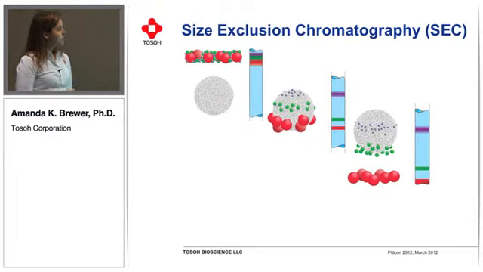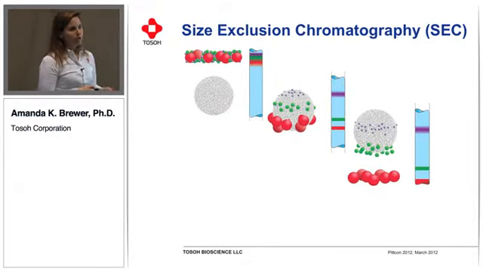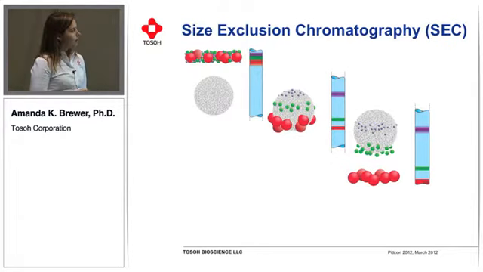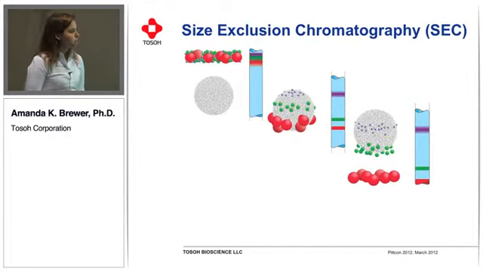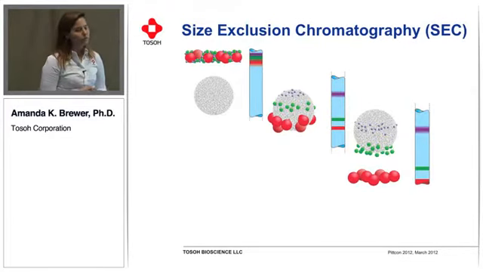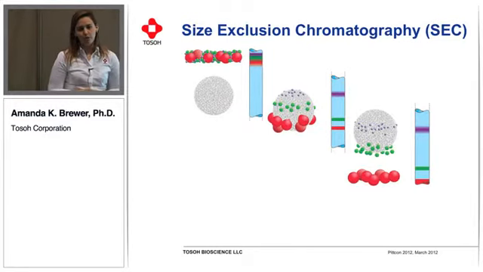So if we have a mixture of analytes, we inject a plug onto our column, and we have 3 analytes, a larger polymer, a medium-sized polymer in green, and a smaller polymer in purple. As the sample plug migrates through the column, the larger polymers are going to elute prior to the medium ones, prior to the smaller ones. They're going to sample less pore volume.